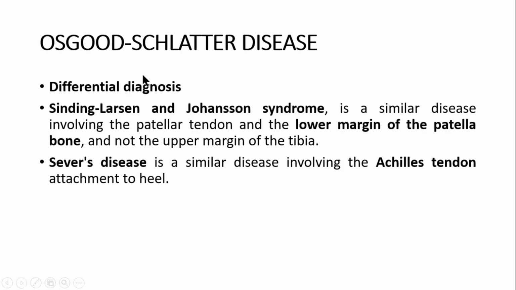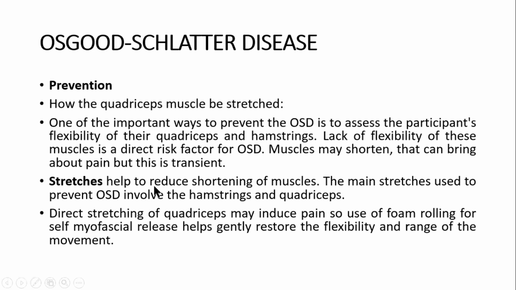So the differential diagnosis, DD. Sinding-Larsen and Johansson syndrome is a similar disease involving the patellar tendon and the lower margin of the patella bone, and not the upper margin of the tibia. Sever's disease is a similar disease involving the Achilles tendon attachment to the heel.